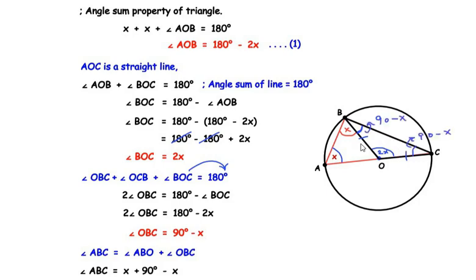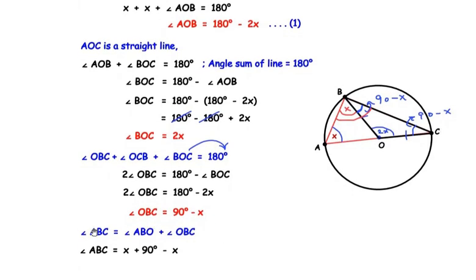Now here we had to prove that angle ABC is equal to 90 degrees. So let us take this total angle at point B. And this is made up of two angles, that is angle ABO and angle OBC. So here we have written angle ABC is equal to angle ABO plus angle OBC. Now angle ABO was x, plus angle OBC, we got it as 90 minus x.